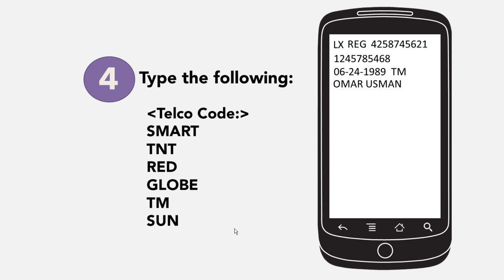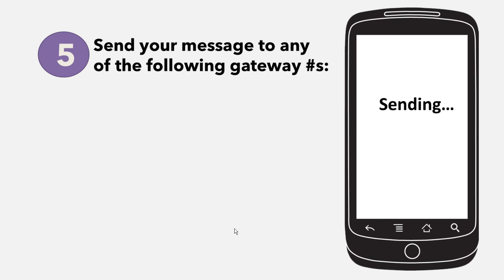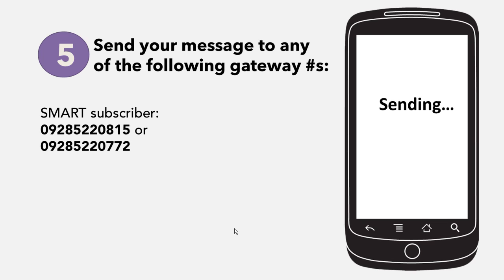Once you have created this message, you go to step 5, which is to send your message to any of the following gateway numbers. It depends on the network that you are currently subscribed on. If you're a Smart subscriber, you will use either of these two numbers, but I recommend that if your cell phone number ends in an odd number, you use the gateway number that also ends in an odd number, let's say 5, 9, 1, or 3.